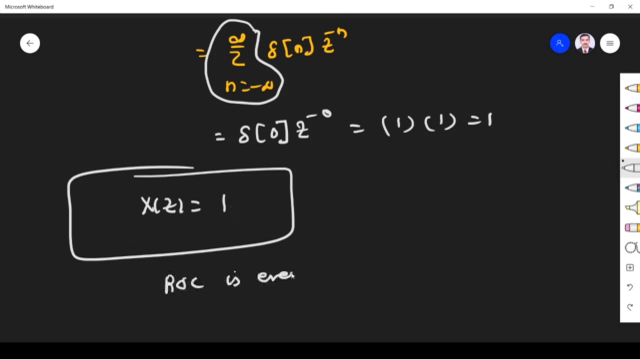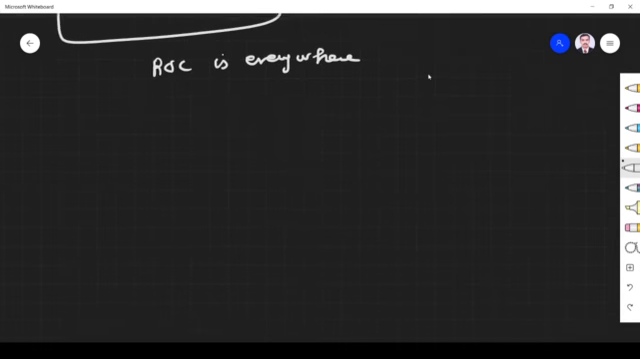So it never explodes. The function never becomes infinity because it is always 1 only. That means it is existing everywhere. Only if it becomes infinity is it not existing. So x of z is 1 and the ROC is everywhere. You can find the Z transform of the unit impulse anywhere in the Z plane. That is the meaning.